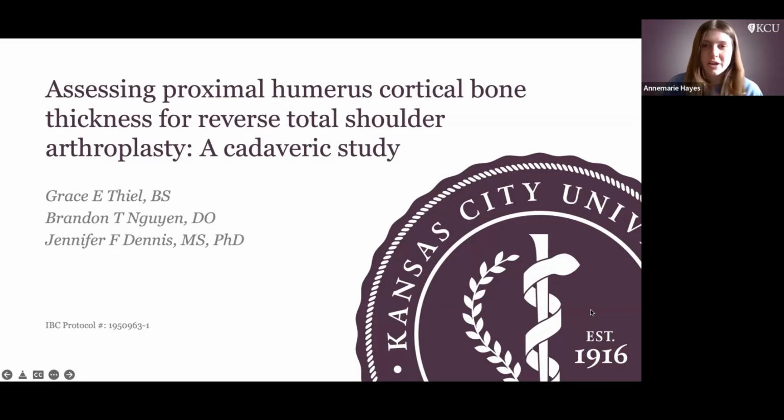I will be introducing our speaker, student Dr. Grace Thiel, who is also an anatomy fellow. Today, she's going to be talking to us about her cadaveric study.